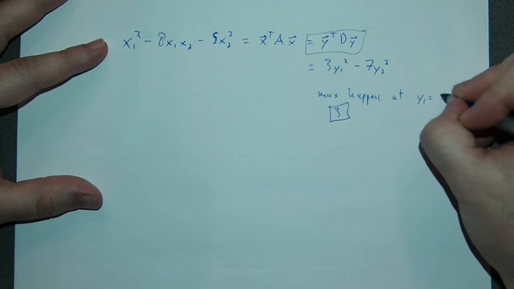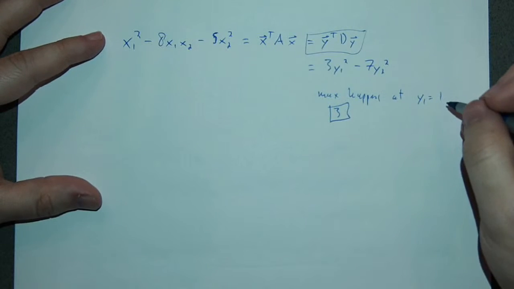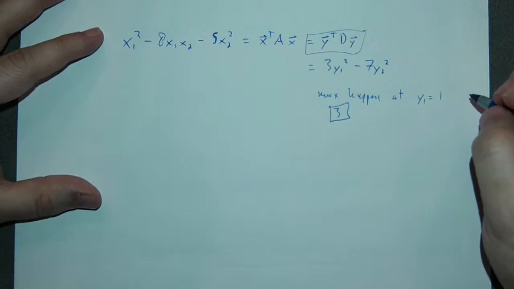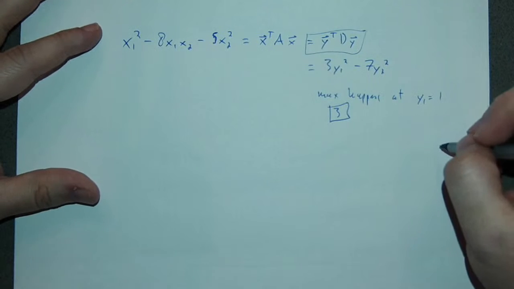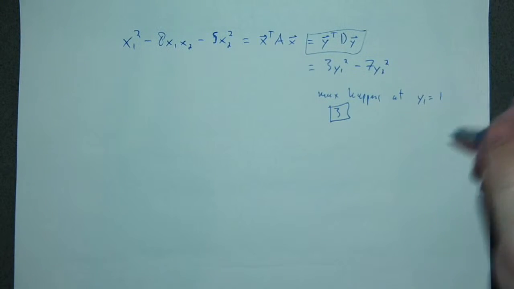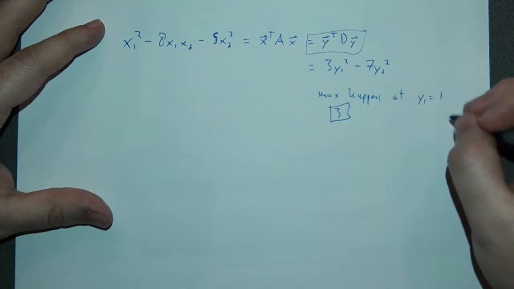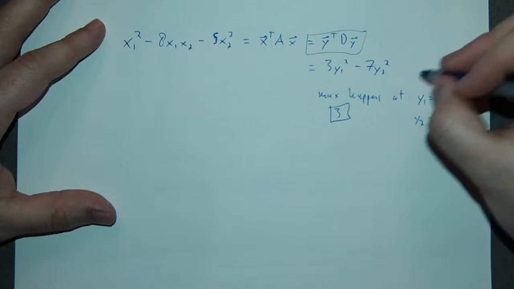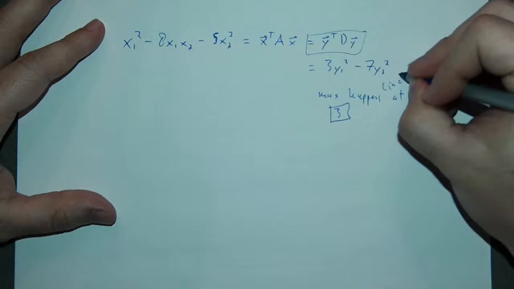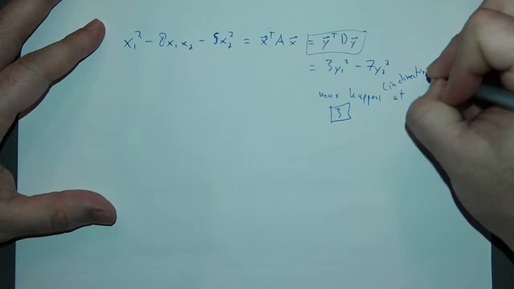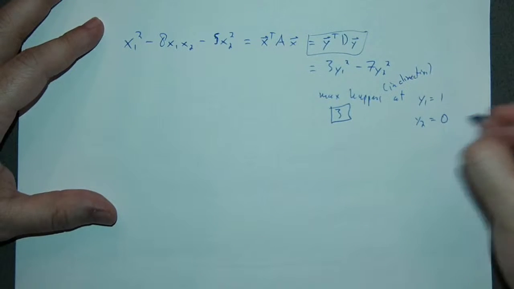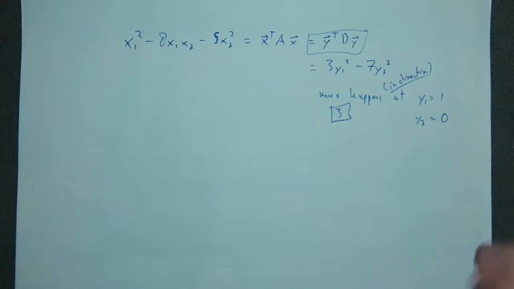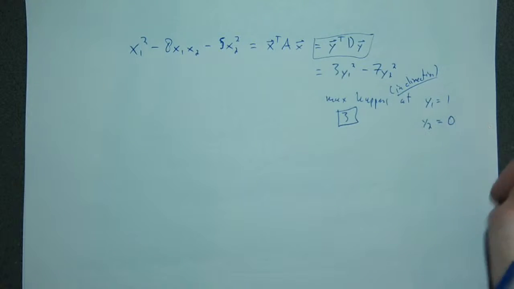It happens when y1 is equal to 1, or it happens in that direction, I should say, and y2 is equal to 0. Now, the reason I say in direction and not exactly what it is, is because obviously you could make y1 equal to whatever, 2, 3, 5, whatever.